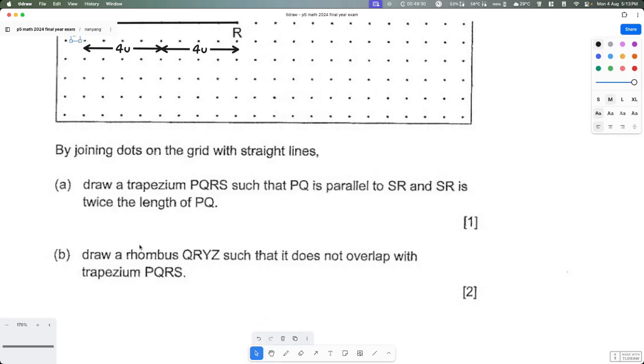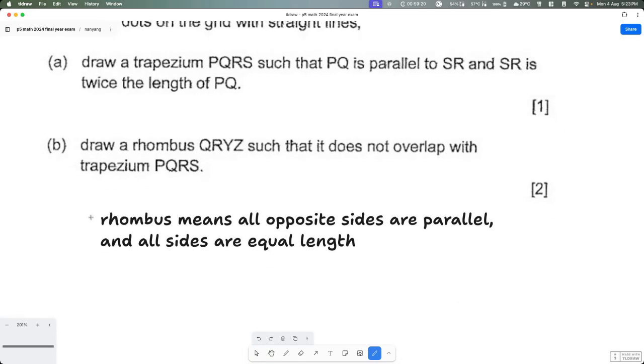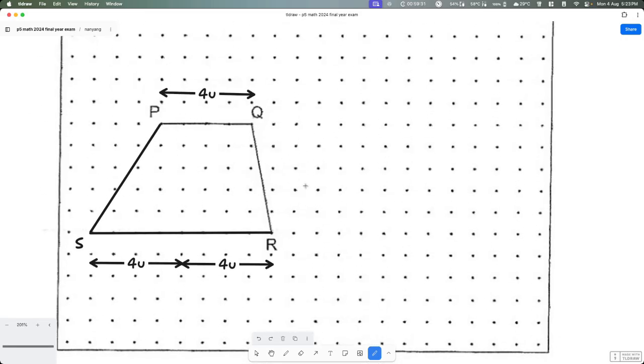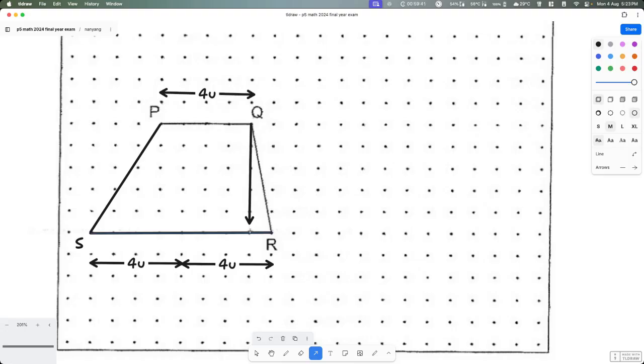So next question. All right, part B. Draw a rhombus QRYZ such that it does not overlap with trapezium PQRS. So rhombus means all opposite sides are parallel and all sides are equal length. So how to draw, right, is basically from one point to the other point, find the direction. Okay, so in this sense, we go from Q to R, we go like this, right? So from Q to R is 5 units, so 5 gaps, right?